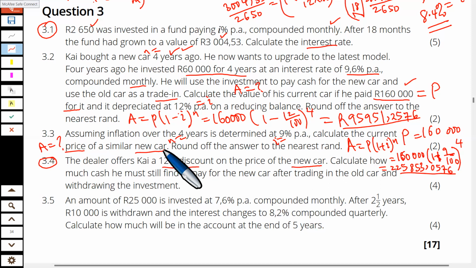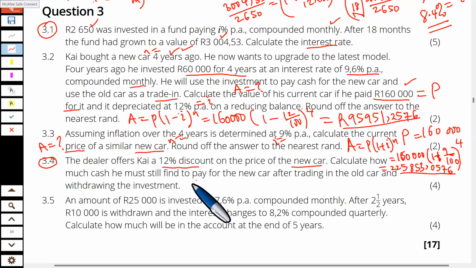The price of the new car, then we less 12%. That's what we do in 3.4. So in other words, we're going to take the price of the new car. Let me see. You got 134,303. I would believe that you're right. Okay, let's just look at it together. You're going to take the price of the new car, this one, then you less 12%.